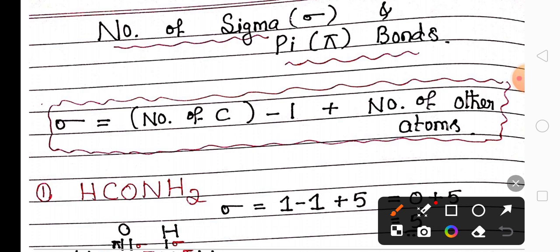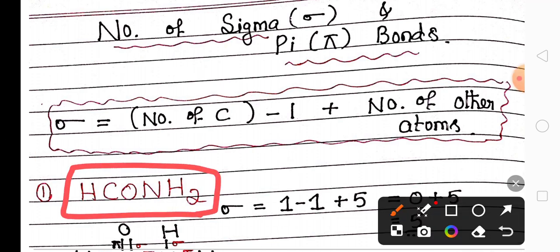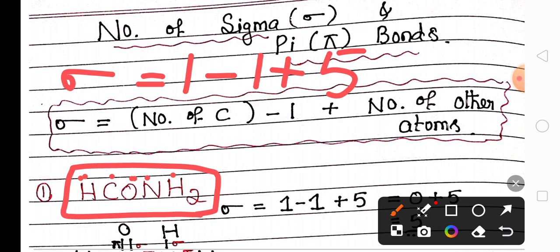We have one trick also to find out the number of sigma bonds. Sigma bonds is equal to the number of carbon atoms in a compound minus 1 plus the number of other atoms. For example, we have one compound here, HCONH2. If you want to find out the number of sigma bonds, the number of carbon atoms in the compound is 1. According to the formula, 1 minus 1 plus the number of other atoms. The other atoms are 1 hydrogen, 1 oxygen and 1 nitrogen, and these 2 hydrogens. It will be 5. So 1 minus 1 is 0, plus 5 is equal to 5.